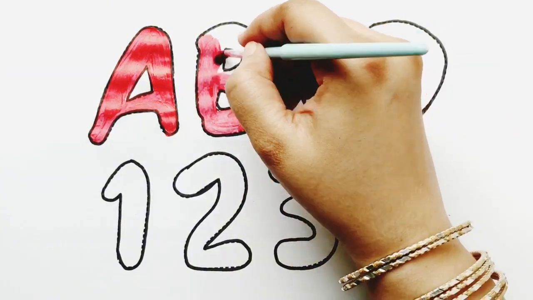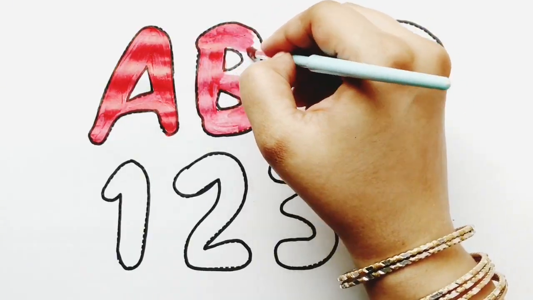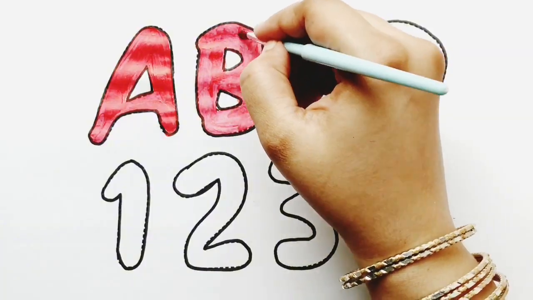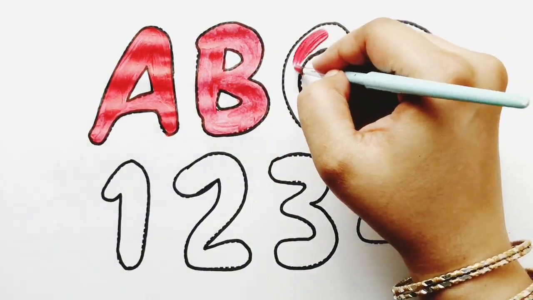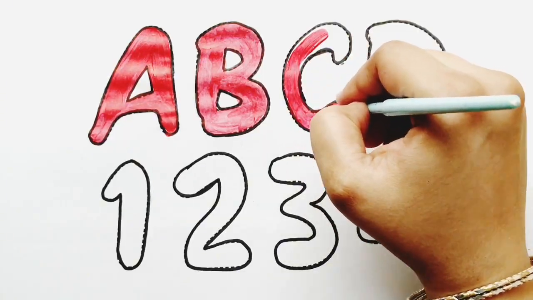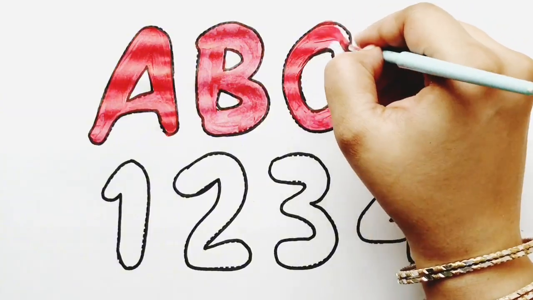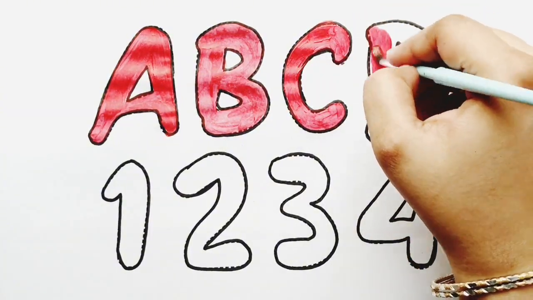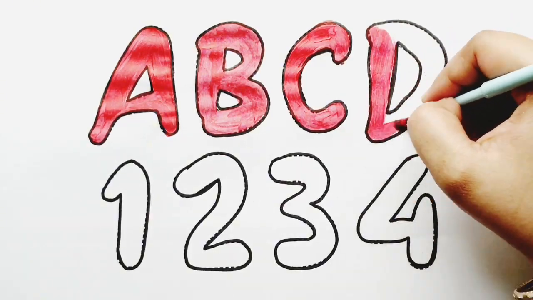Let's see a list of words that start with the letter A. Apple, angel, address, animal, answer, April, autumn, ambulance, airplane, and C for cow. Alligator, amazing. D for donut.